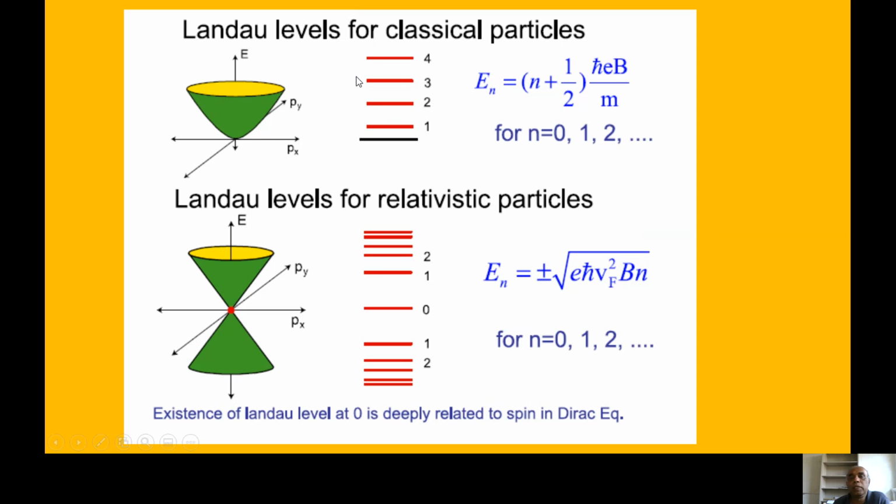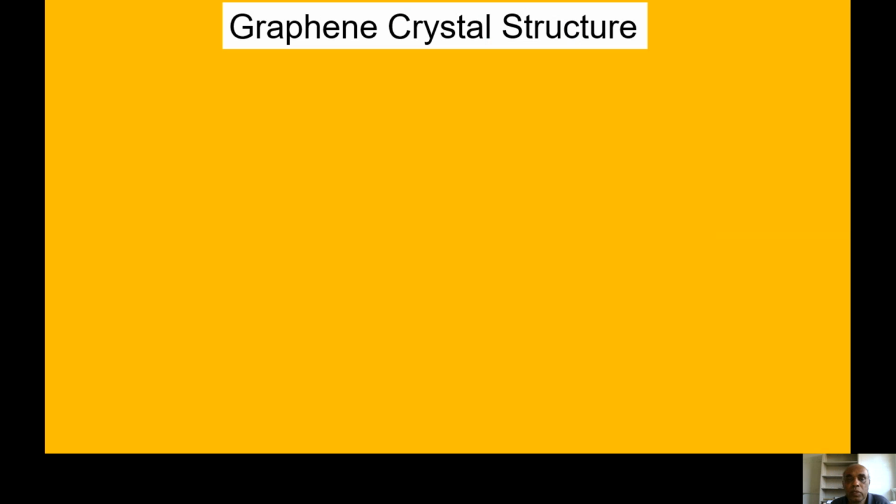But for relativistic particles, that's going to be slightly different. When you have a magnetic field, they split into energies given by the square root of 2e h-bar vF squared B times N, where N is the quantized level. In this case, you can see these numbers are no longer equally spaced because they go like the square root of N. When you go higher, they get closer and closer. The existence of the Landau level at 0 is deeply related to spin in the Dirac equation. That's the important thing, all coming from this consequence of the Dirac equation.